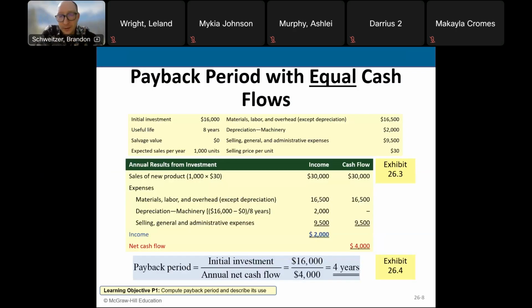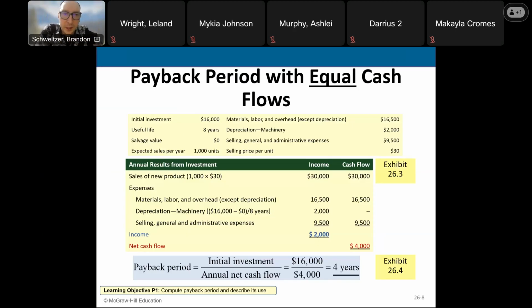Maybe our company operates on a government contract, okay? And the government pays us the same amount every single year to complete this contract, right? So that's an example of equal cash flows. In other words, the net cash flow doesn't change at all. It's the same every single year. So using the payback period with equal cash flows, let's figure out how long it's going to take us to recover our initial investment. So here we have some data.